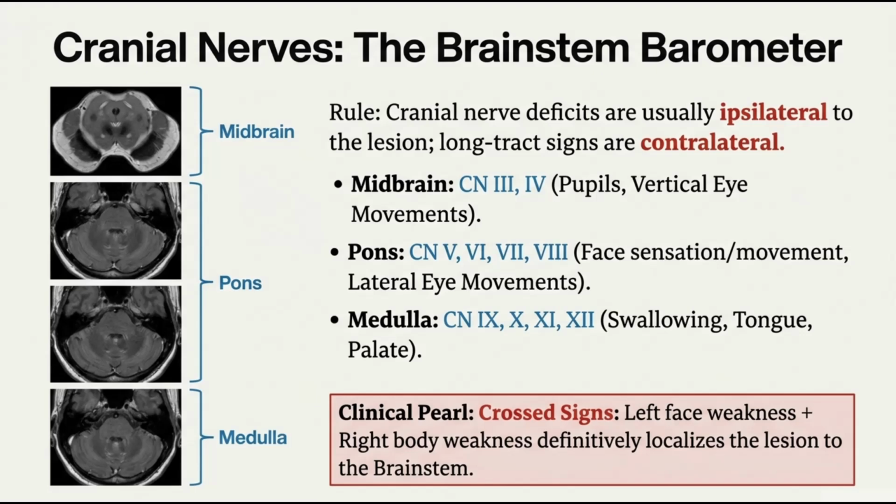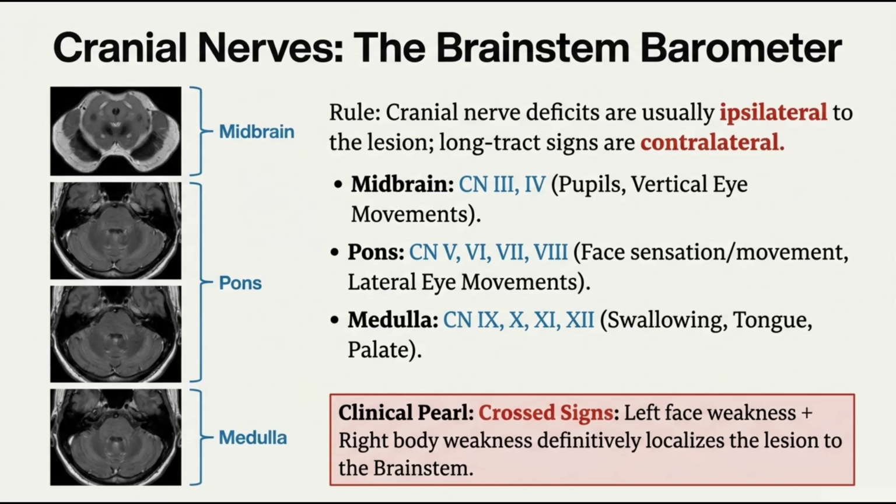So if the pupil or eye movements are abnormal, that's CN 3 and 4, you should be looking at the midbrain, the attic of the brainstem. Okay. If the sensation or movement of the face is affected, CN V through 8, you're looking at the pons, the middle floor. And if the tongue or the palate or the voice is affected, 9 through 12, you look to the medulla, the basement. And this is where we really get into the geometry of localization.